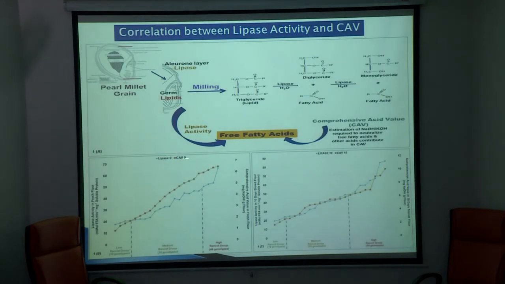So lipase is responsible for fatty acid formation, and CAV measures the free fatty acid content. So our hypothesis is that this lipase activity and CAV are correlated with each other. To test this, we measured lipase activity and comprehensive acid value in 93 different genotypes of pearl millet in fresh flour and 10 days stored flour. Fresh flour has no rancidity, and 10 days stored flour is highly rancid. In both cases, we found that lipase activity and CAV are positively correlated with each other.